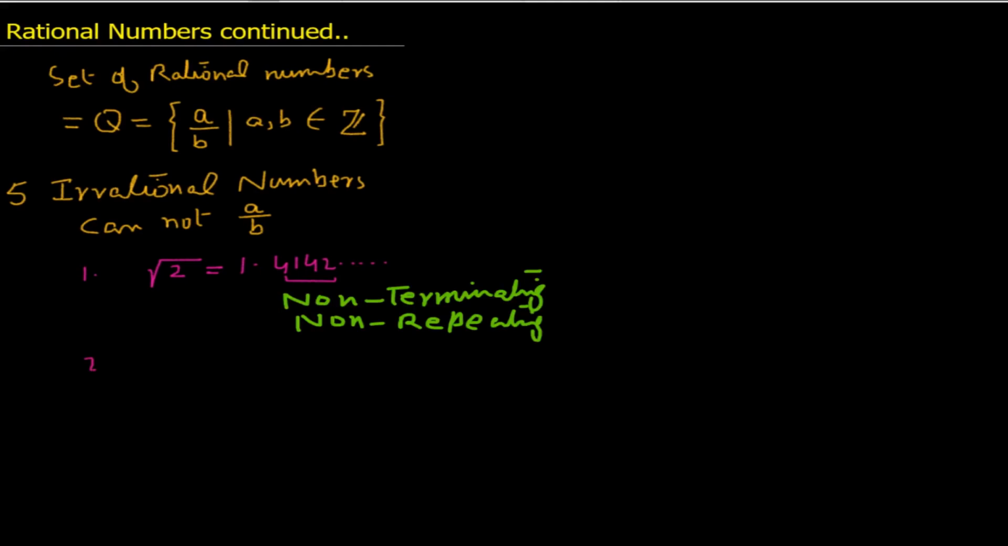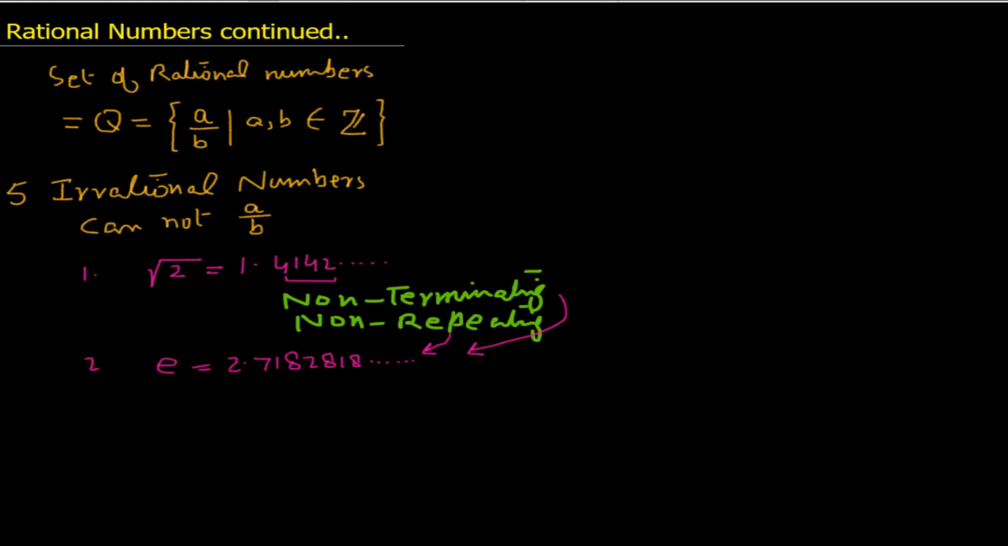Another example would be the base of the natural logarithm, e. e is equal to 2.7182818, and it is also non-terminating and non-repeating. There is no repetition involved in this number.